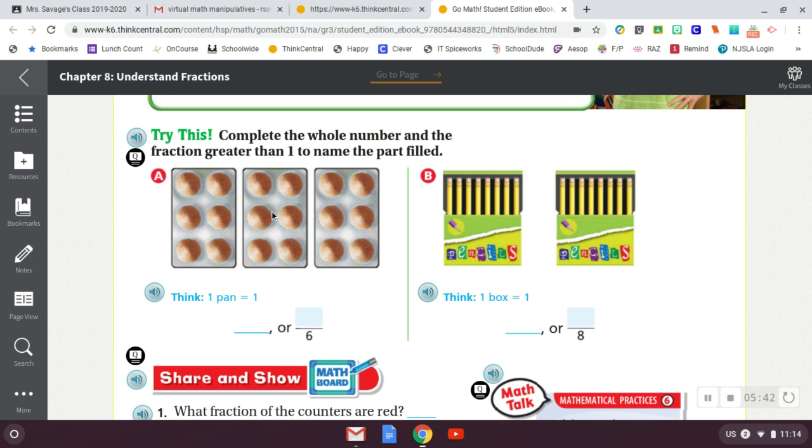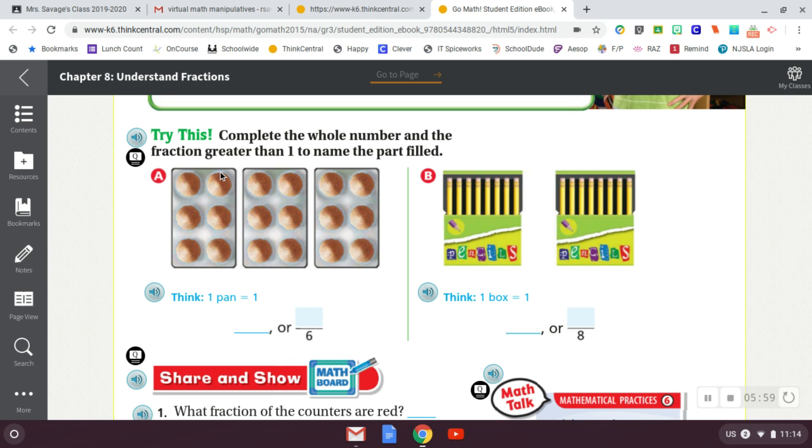Can I do 6 times 3? Or I can just count on: 13, 14, 15, 16, 17, 18. Or I know that 6 times 3 is 18. Okay? So this is going to become 18 sixths.